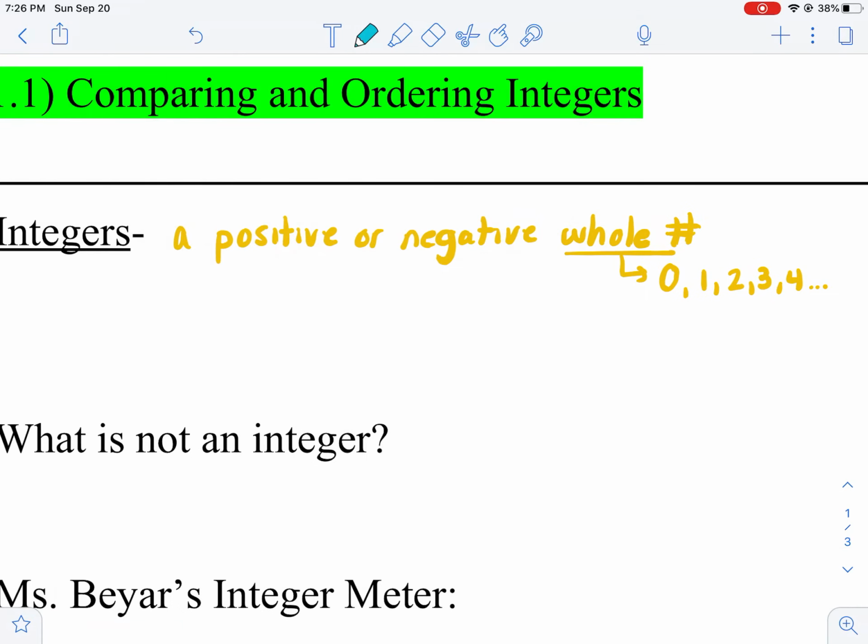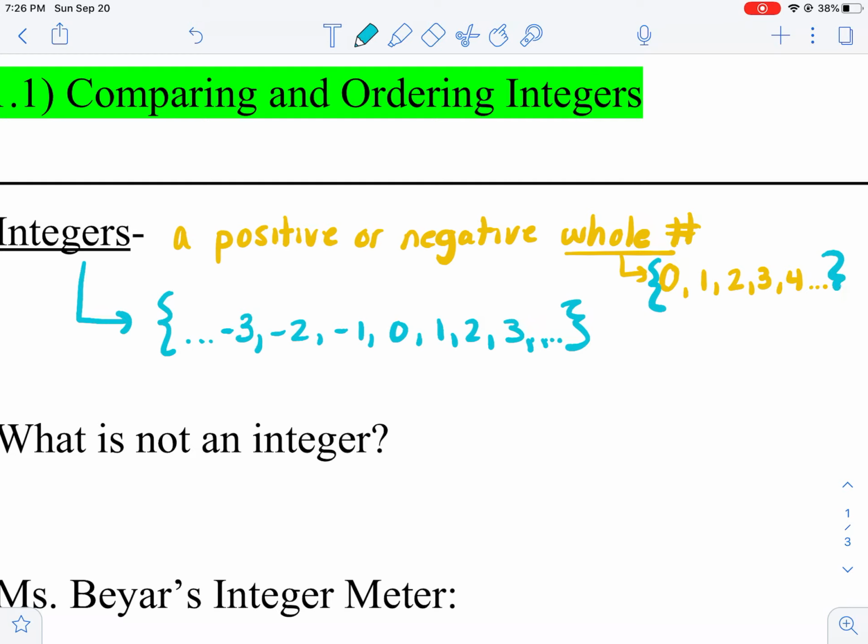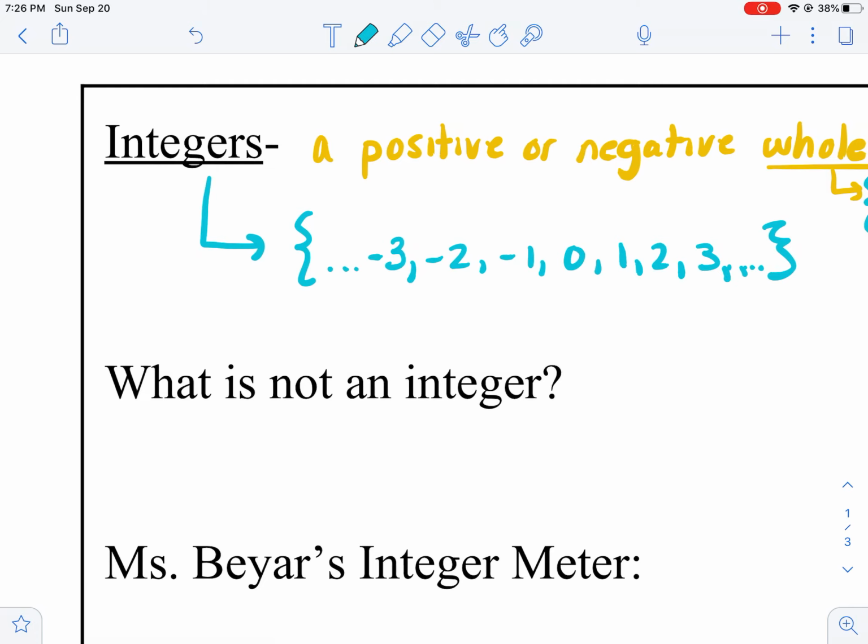So we can make this as a list as well. Our integers are ..., -3, -2, -1, 0, 1, 2, 3, ... And when we use the squiggly brackets, it just means a list. So I can list the whole numbers as well. The integers are a list. There are no fractions, no decimals.